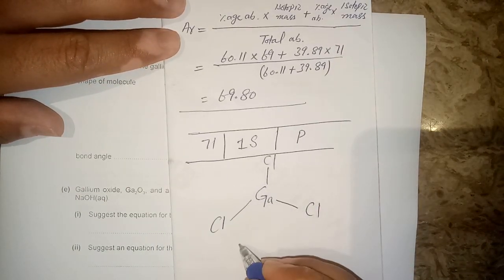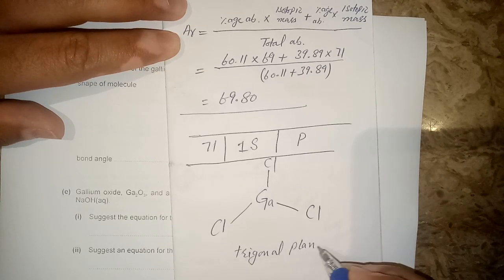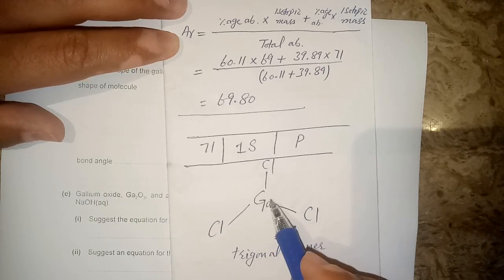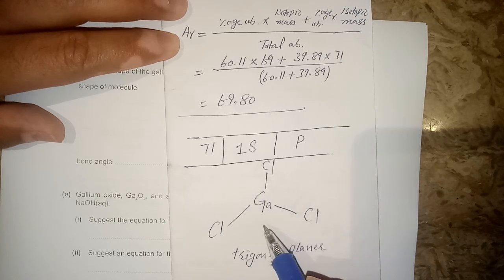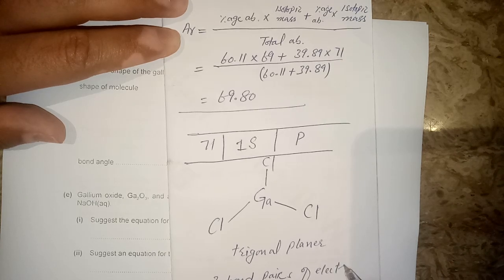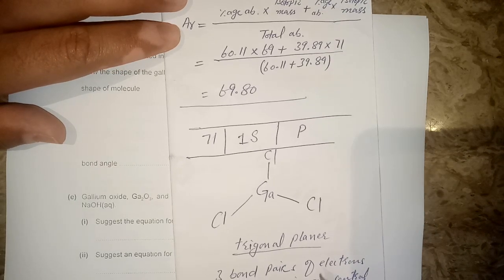We can say this is trigonal planar, as there is no lone pair on the central atom and the central atom has 3 bond pairs. So whenever there are 3 bond pairs of electrons and no lone pair on the central atom, we can say this is trigonal planar.